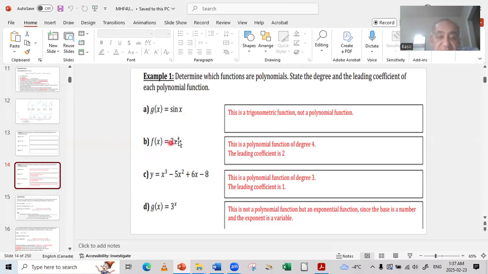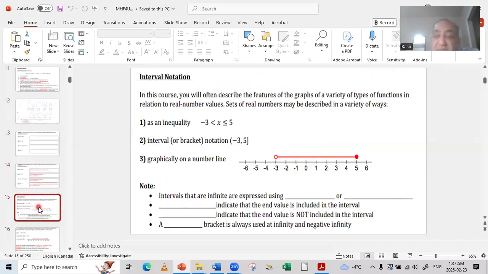This one, yes, this is a polynomial. What about this one? Polynomial as well. What about this one? No, because the x here is the power. The x itself is the power. So we call this one, the last one, g(x) equals 3 to the power x, an exponential function. And we will handle the exponential function here in this course.